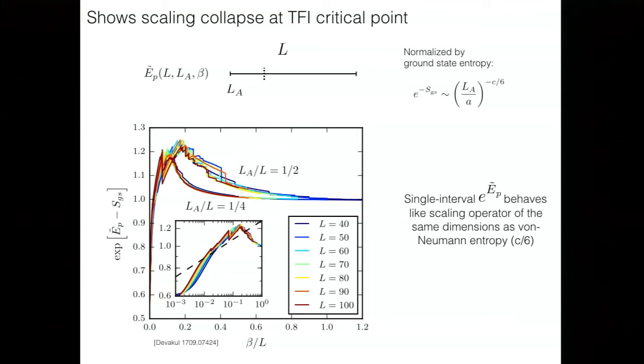Okay, so what this tells us, the fact that you get a collapse versus system size here, is that the exponential of the entanglement of purification is behaving like a scaling operator, and it's a scaling operator with the same dimensions as the von Neumann entropy would be, which is C over 6. So even though it's not obvious from the definition, this entanglement of purification is behaving like a nice local quantity.